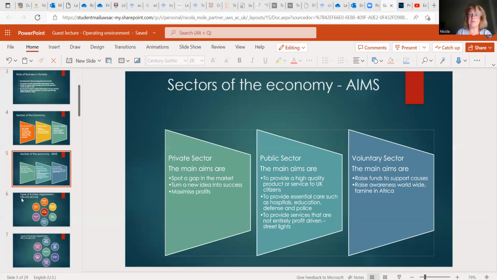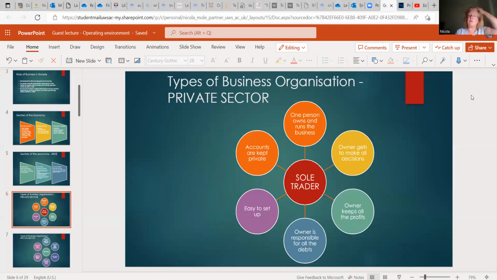All right, so we've looked at the aims of these different sectors. Let's look at the sectors in a bit more detail. So if you're talking about the private sector, the first category we have is the sole trader, sole being solo, one person. So it's one person who owns and runs the business.